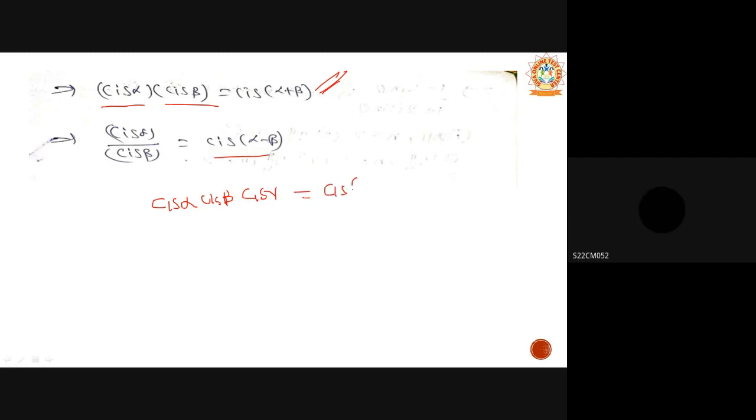This is cis alpha, plus beta, very good, plus alpha plus beta plus gamma. Let us suppose this is cis alpha, cis beta divided by cis alpha, cis gamma, what will become? This is cis of alpha plus beta minus gamma. Very good, clear, right? So these are the notations.